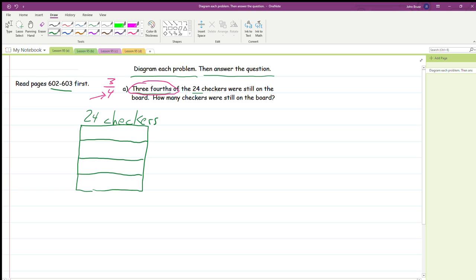All right. So the first thing I want to do when I'm dividing 24 checkers into 4 groups is I'm going to show what it looks like as a division problem. So we know that 24 divided by 4 is going to be 6. 6 times 4 is 24. So we know that each one of these parts is going to be 6 checkers. This one's also 6 checkers. Every single one of them will be 6 checkers. One more, 6 checkers.